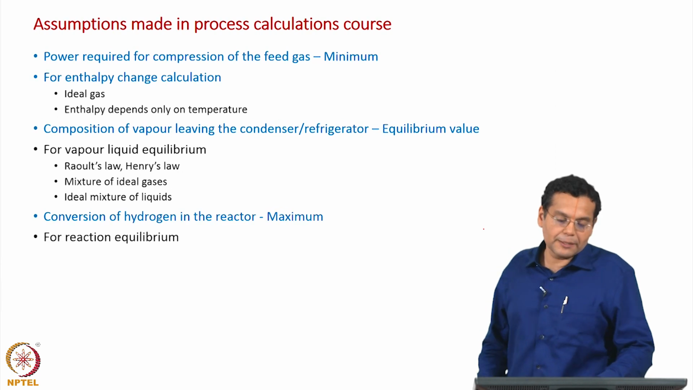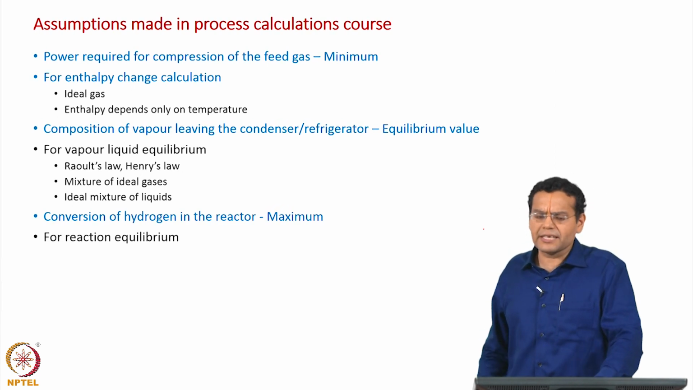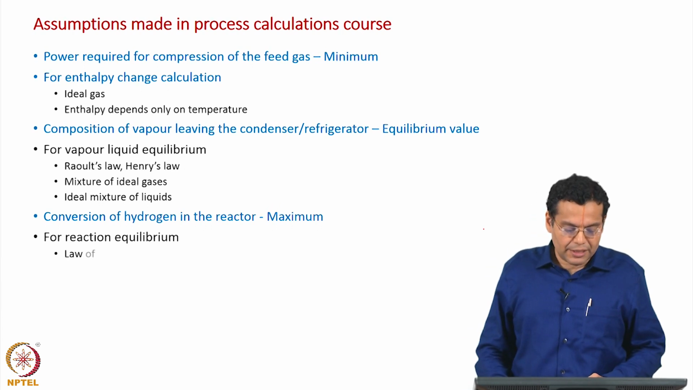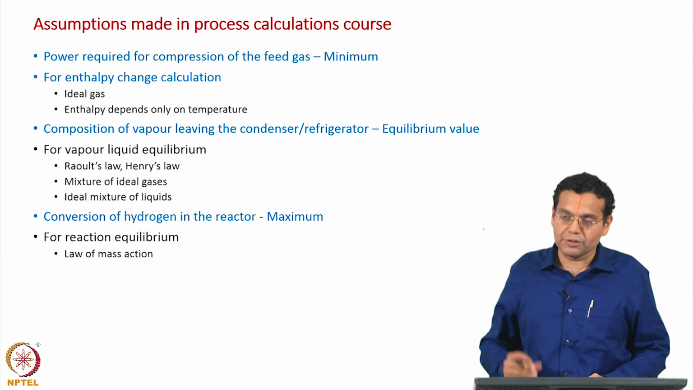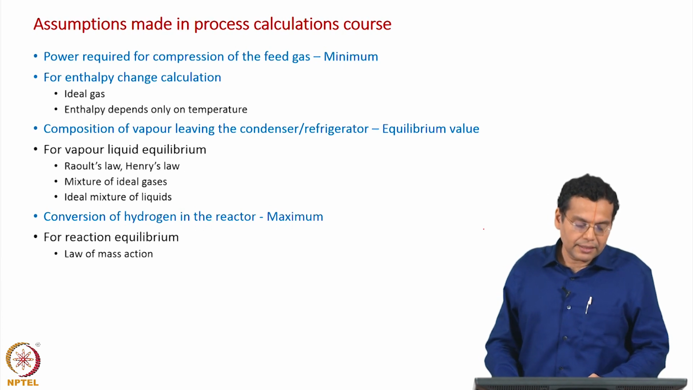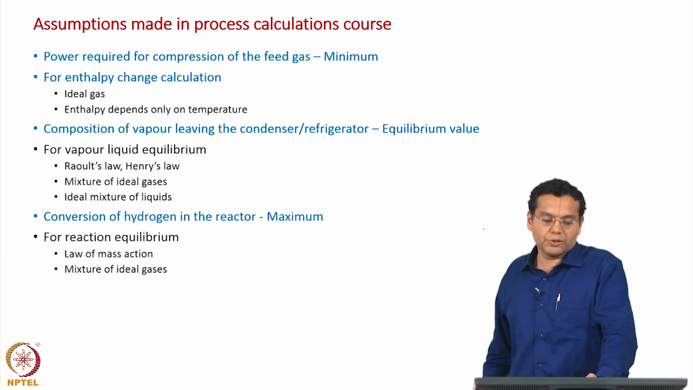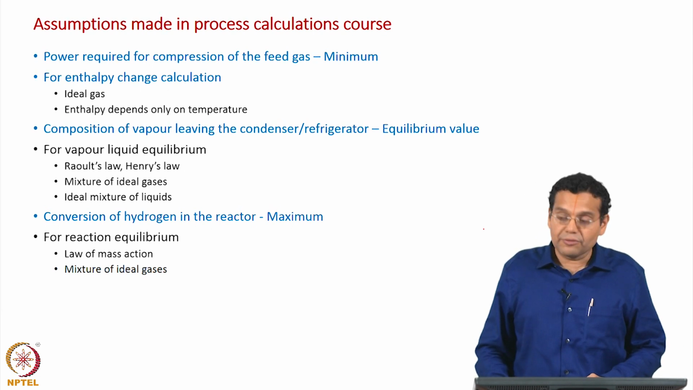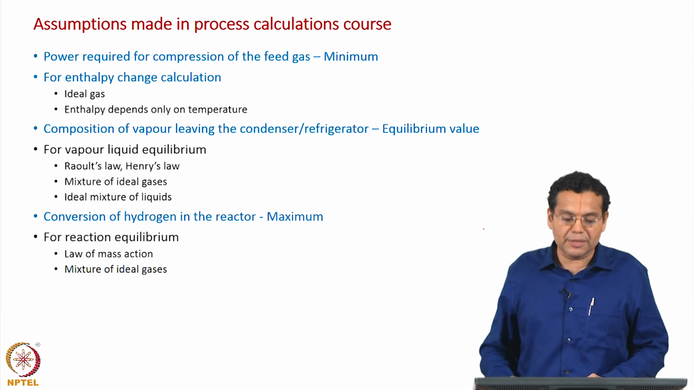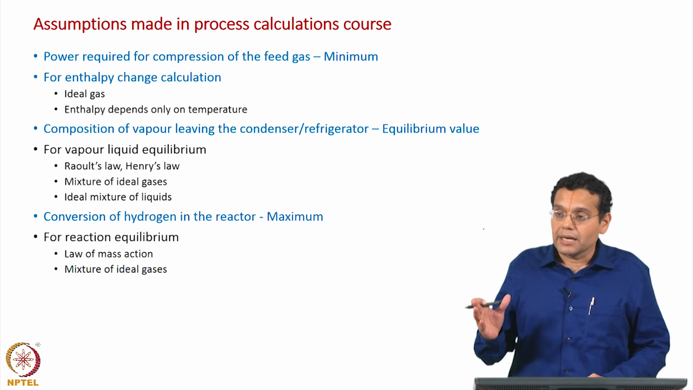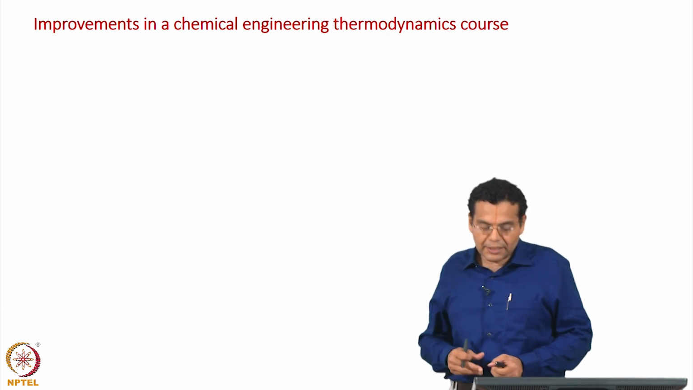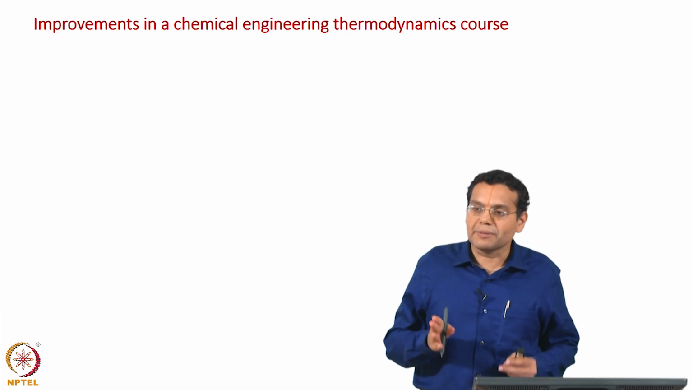Okay, now coming to the conversion of hydrogen in the reactor, for reaction equilibrium we assume the law of mass action, and then we assume the mixture to be a mixture of ideal gases and find out the conversion of hydrogen in the reactor. Of course, we get the minimum power required, the equilibrium value of composition and the maximum conversion in the reactor. Now, as I have been telling, the process calculation course is a mini thermodynamics course.